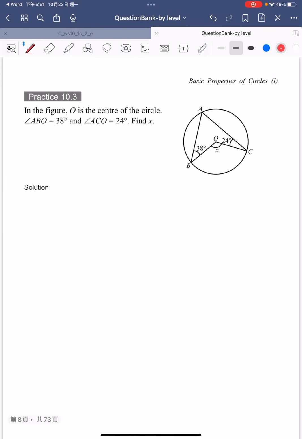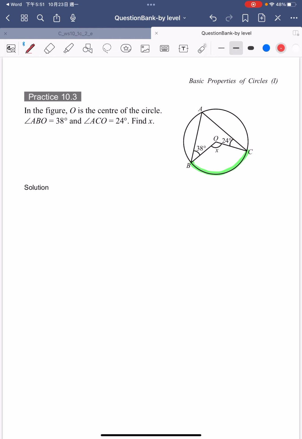So for practice 10.3, first of all, we have the angle O is the center, and then we have ABO is 38, and then we have ACO is 24. They ask you to find out x. So if you have an angle at the center, you need to think about the angle at the center twice angle at the circumference. So think about this, x is watching this arc, and this angle BAC is watching this arc as well.